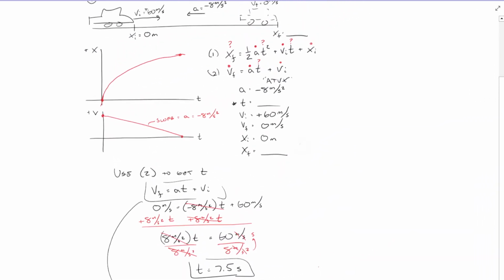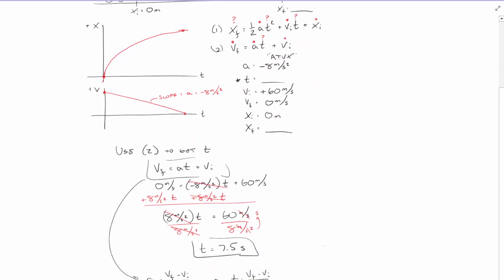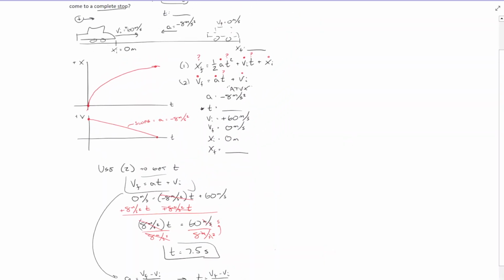But I really think drawing a good picture, understanding position time graphs, but ultimately being able to identify what's given in the problem, this ATVX table, is critical to figuring out the next steps in solving the problem. Best of luck. Here's all the work, and good luck on this problem.